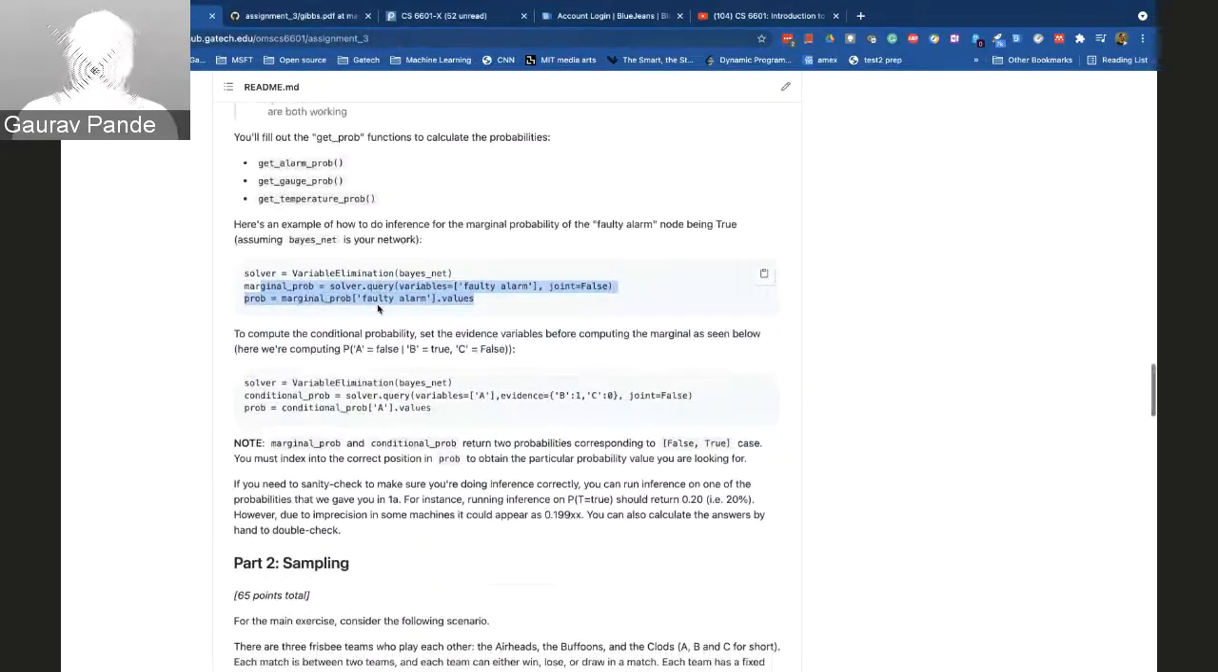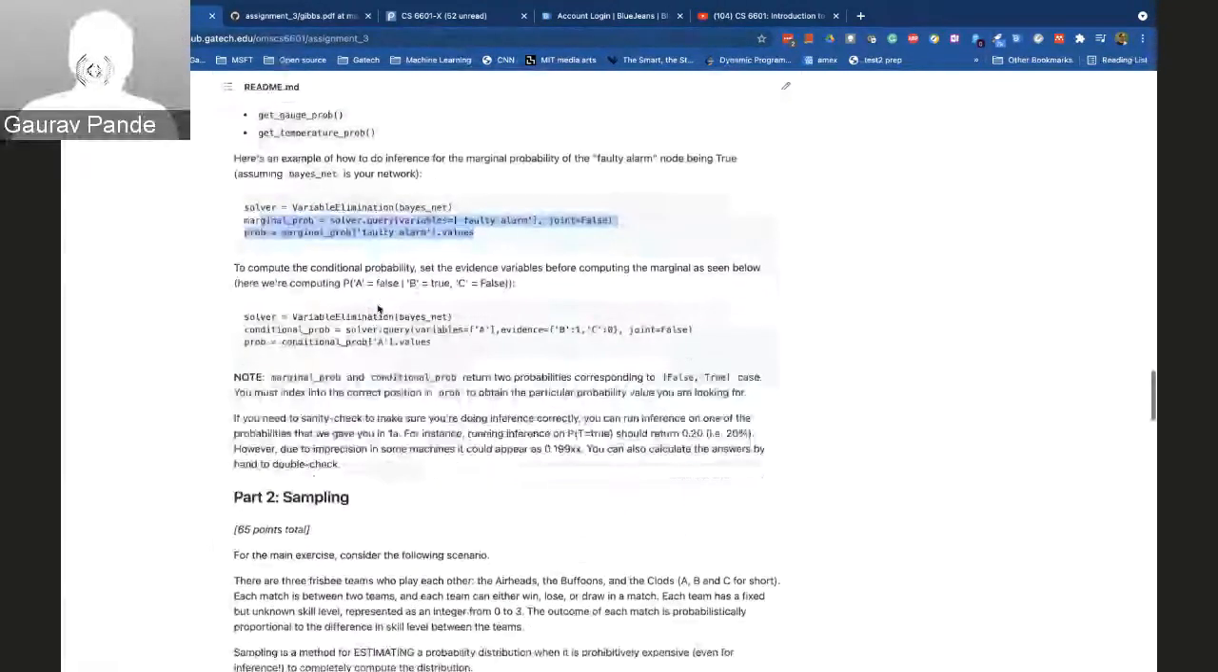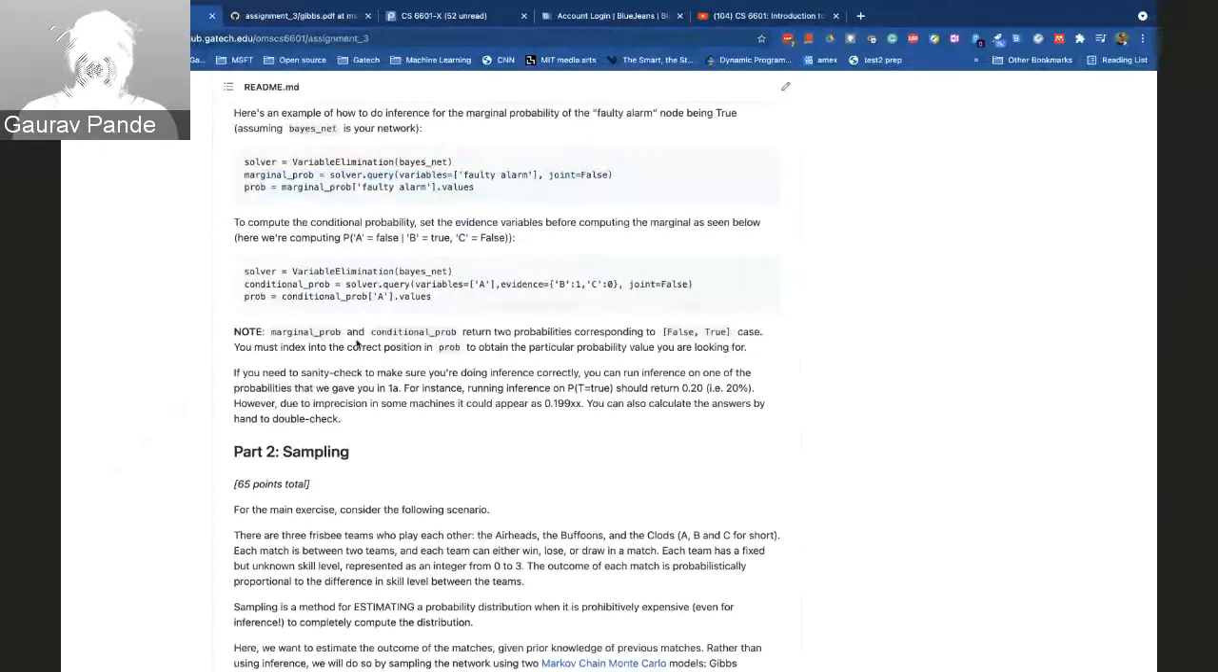Okay. The note here is that the marginal probability and the conditional probability return two probabilities, for the false and true case. You must index into the correct position in the probability to obtain the particular probability value that you're looking for. Yeah, that's, I think, understood.